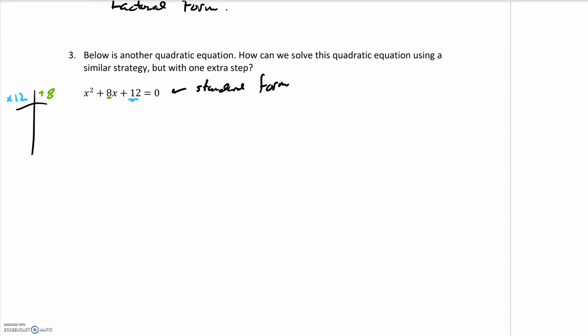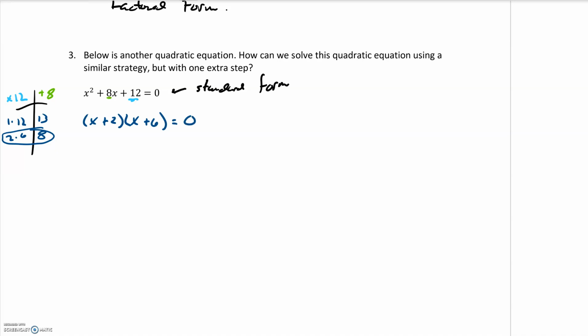I start listing the factors. 1 and 12, but that adds to 13. 2 and 6, that adds to 8. Notice I found my factored pair. So I can factor this expression on the left as x plus 2 times x plus 6, and that is all set equal to 0.